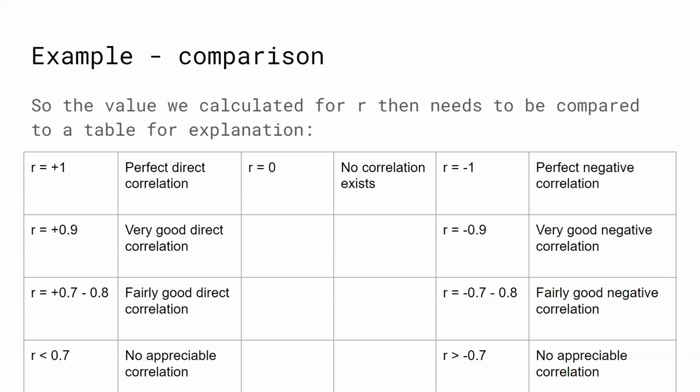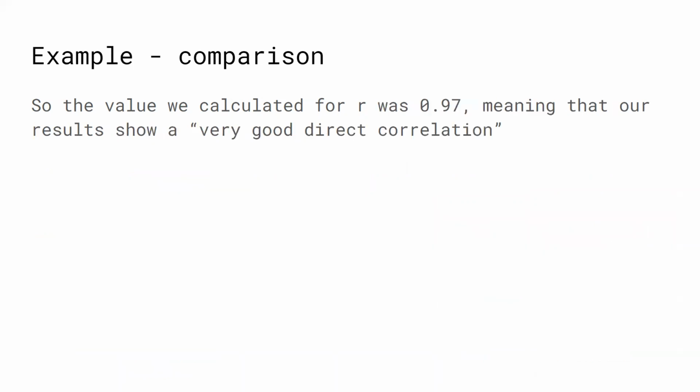Conversely, on the negative side, if R is equal to minus 0.9, we have a very good negative correlation. If R is equal to minus 0.7 to minus 0.8, we have fairly good negative correlation. And if R is greater than minus 0.7, but less than 0, we have no appreciable negative correlation either. We come back to our value for R, which is 0.97, compare it to the table, and that shows we have a very good correlation between the two.